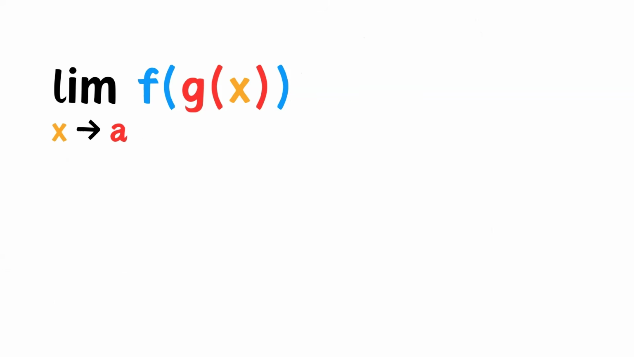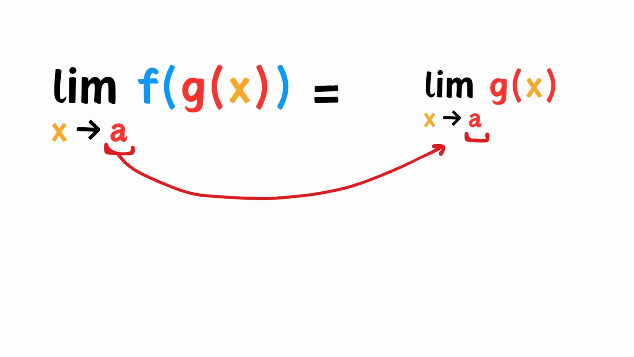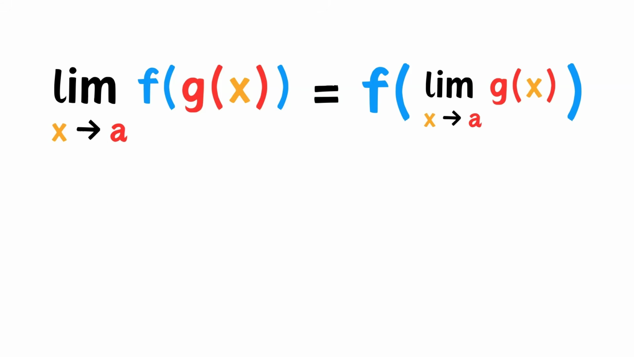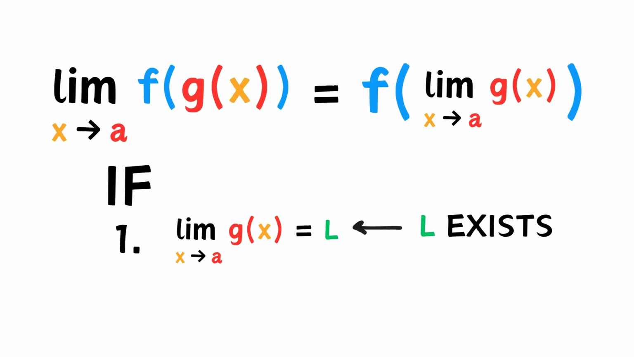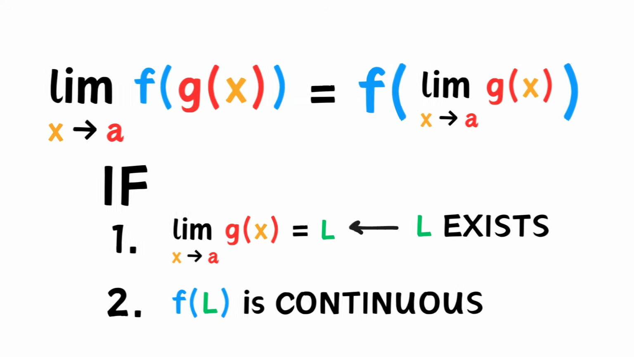Now, let's look at the limits of composite functions. To calculate the limit of a composite function like f of g of x, first we need to evaluate the limit of the inner function as it approaches the given value. And then we need to find the value of the outer function at the value of the limit. However, for this to be the case, two things must be true. First, the limit of the inner function must exist. And second, the outer function must be continuous near the value of the limit.